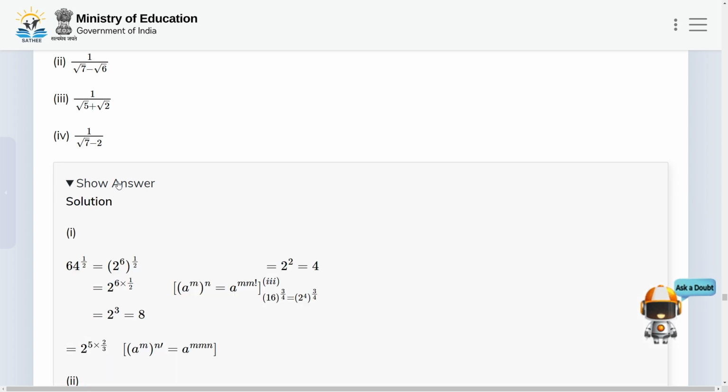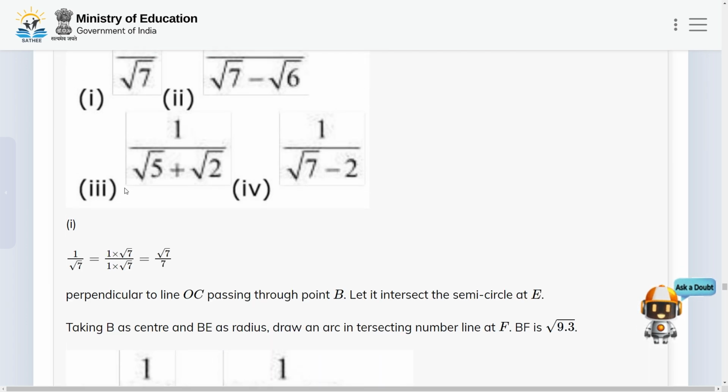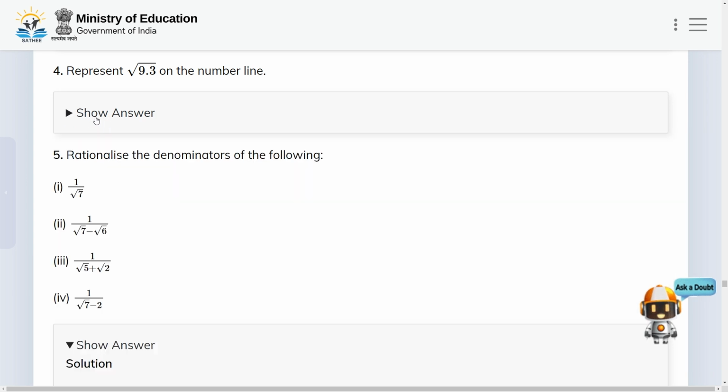Okay, so then you can represent square root of 9.3 on the number line. So now let us move to the next problem.